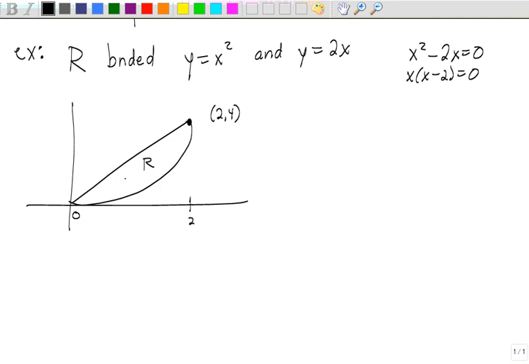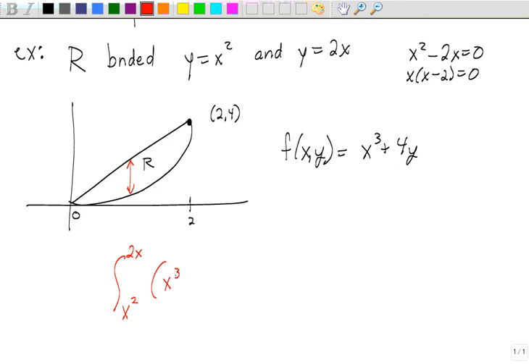So the way we can set this integral up, and our surface is x cubed plus 4y. We're going to go from here to here. 2x is on top, x squared is on the bottom. And those are y's. And then we're going to cut up the x-axis, 0 to 2 dx.